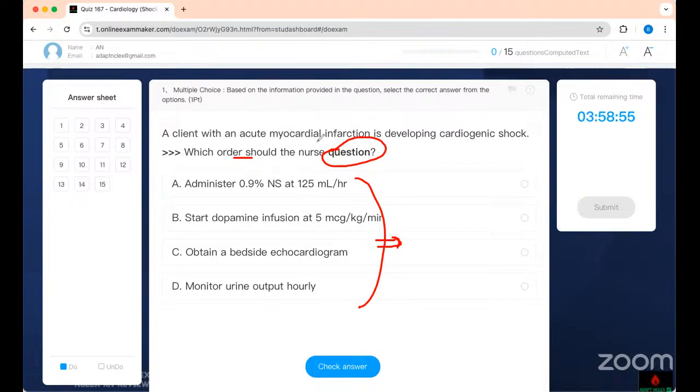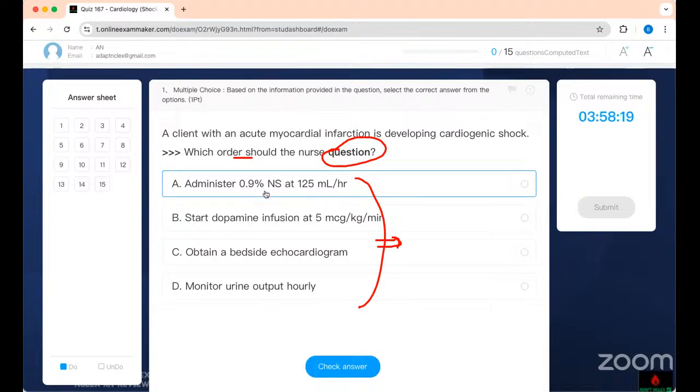A client with acute myocardial infarction is developing cardiogenic shock. Which order should the nurse question? And what is the buzzword? What is the buzzword for that question, based on which I need to question that order? What do you think about it? It's something in the question that should tell you that you need to question the information that is being provided. The patient is in what? Cardiogenic shock. And what is the nurse to do next?